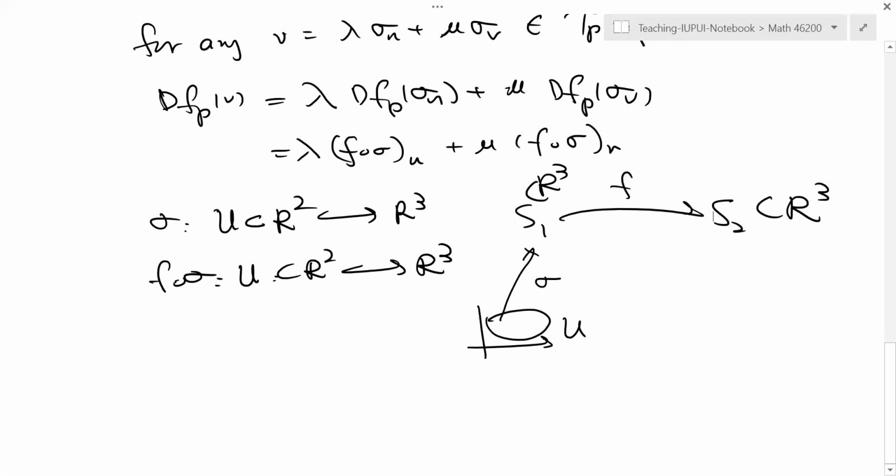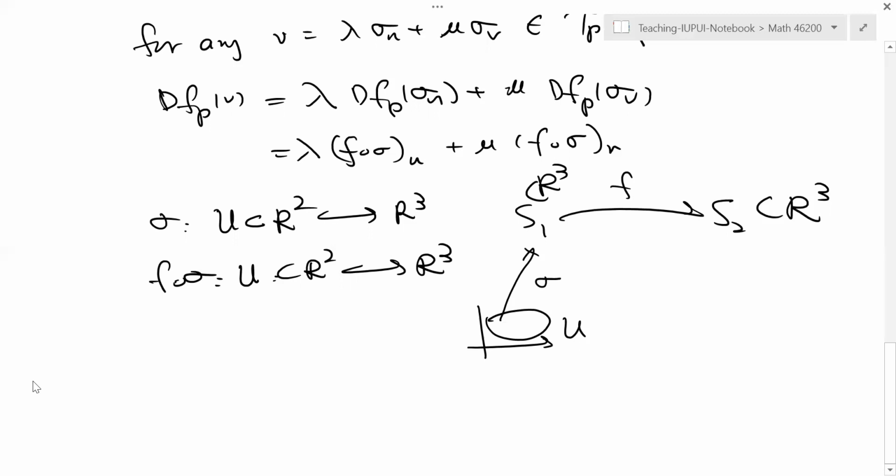For a linear map, as long as you know the basis and the image of the map on the basis, then you completely determine the linear map. Actually, this involves some Jacobian here.